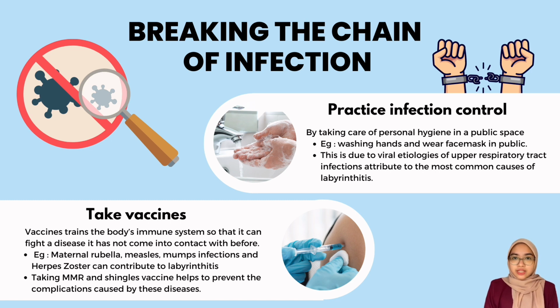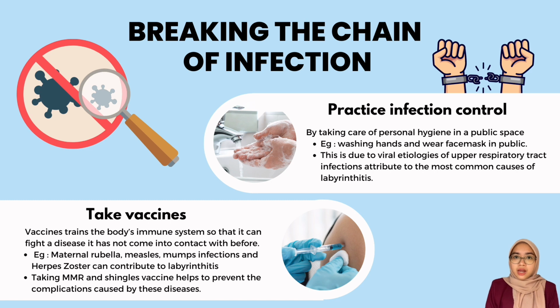Therefore, there are ways to break the chain. Firstly, take vaccines. As labyrinthitis is caused by either viral or bacterial infection, one of the ways to break the chain of this disease is to take vaccines. Vaccines train the body's immune system so that it can fight a disease that it has not come into contact with before. It has been demonstrated that maternal rubella infection contributes to the most common causes of labyrinthitis-induced congenital deafness. Estimates also show that the main causes of hearing loss within the postnatal period include measles and mumps infections.